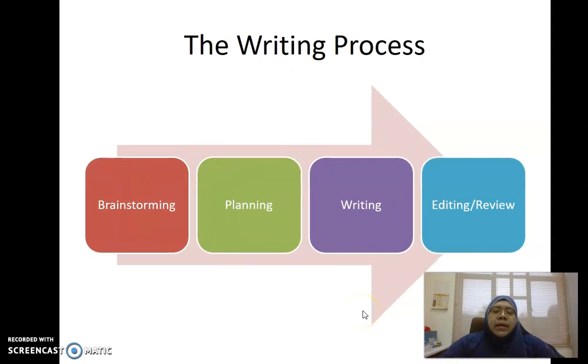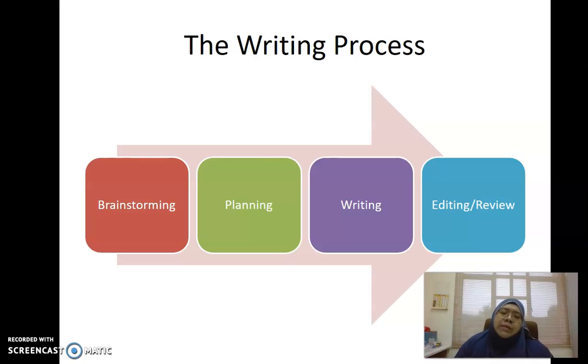Since writing is one of the most challenging skills, it involves only one-way communication between the author and readers. If the readers do not understand, they can't ask the author. That's why the author needs to provide perfect writing to ensure that the readers can understand and get the message, what the author wants to deliver to the readers.